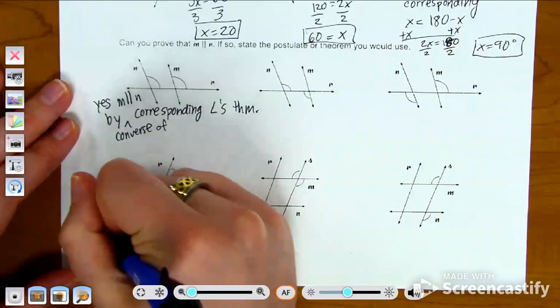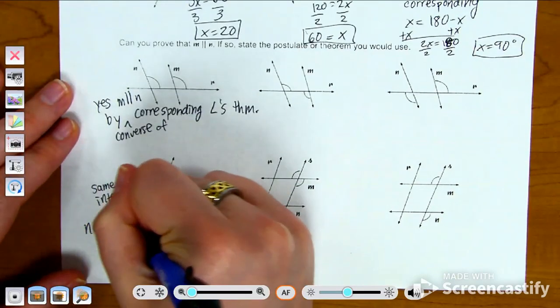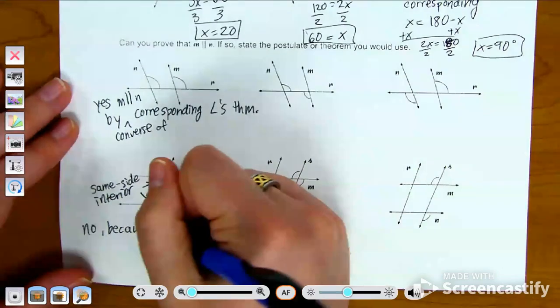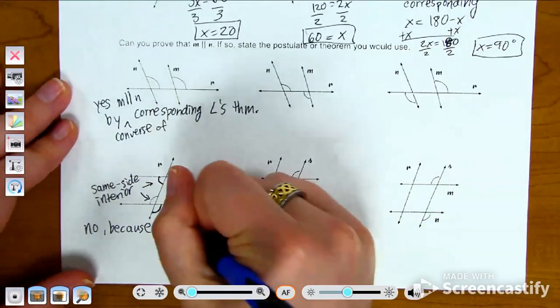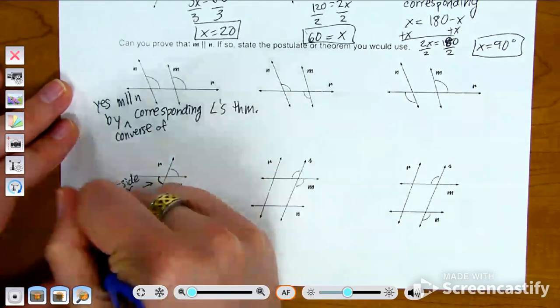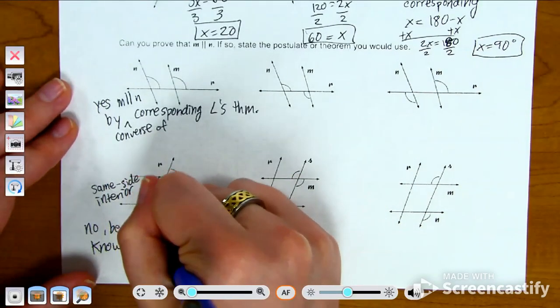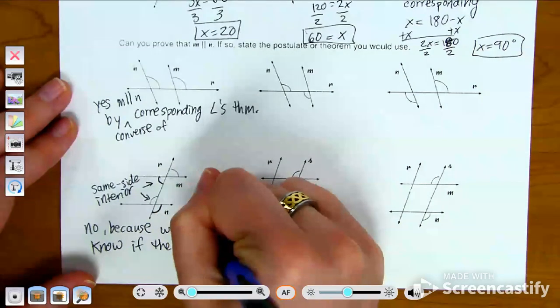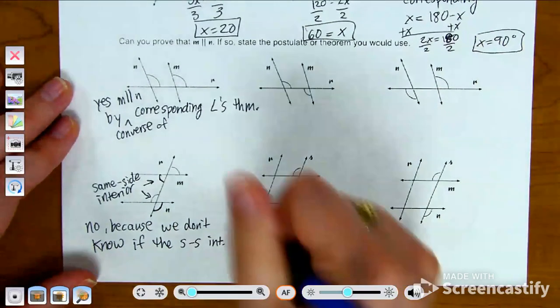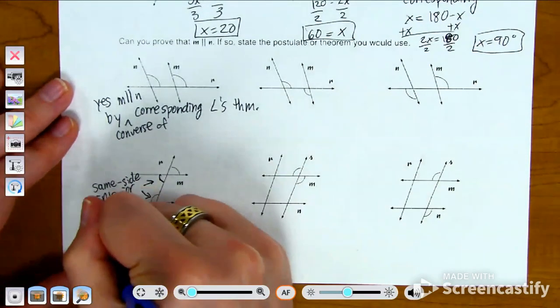So we would say, no, we don't have enough info because we don't know if the same side interior angles are supplementary.